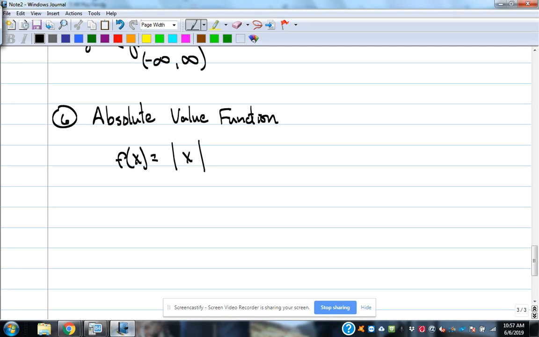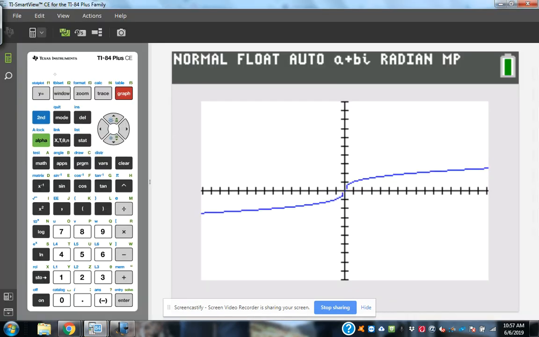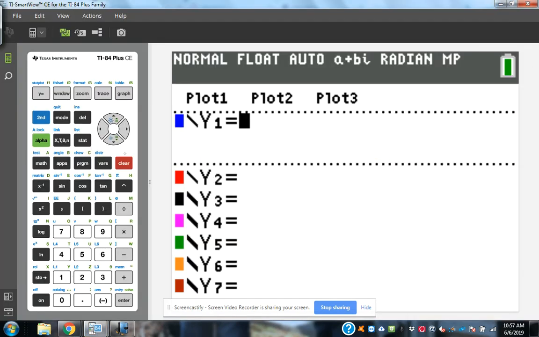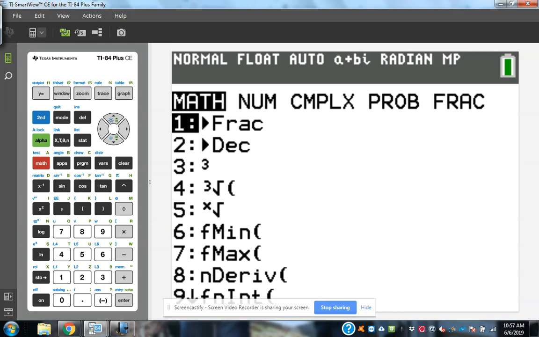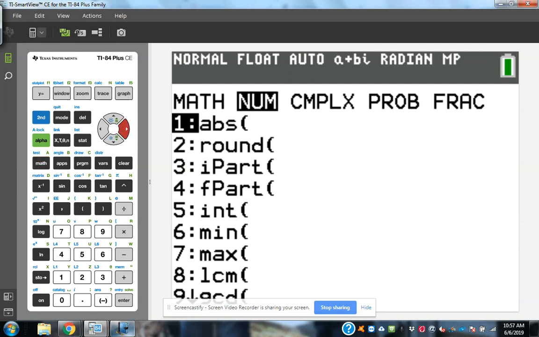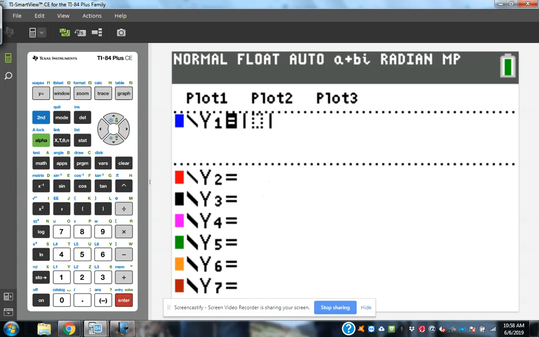And the graph of that, how you get that, I'm going to go to y equals again. I'll clear out what I had. And I want to use that math menu again. So I'm going to go down to below alpha, that math button. And I'll take absolute values of numbers. So I'm going to press to the right. And then that first option, ABS, that's shorthand for absolute value. So I'm hitting math, the right arrow key, and then the first option is absolute value.